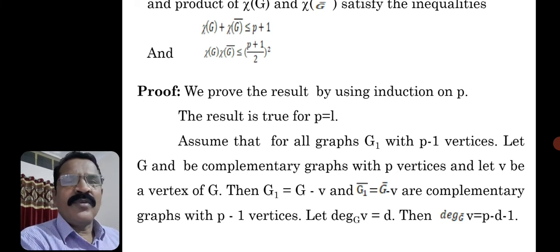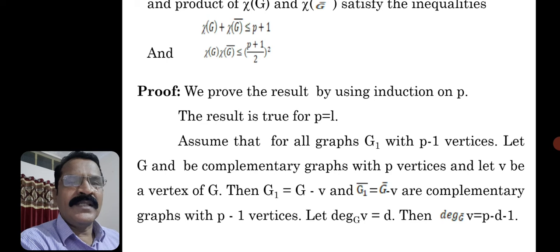And what we are going to consider, let G and G bar be complementary graphs. I forgot to mention G bar here. So let G and G bar be complementary graphs with P vertices because the vertex set is the same in G and G bar. And let V be a vertex of G, one arbitrary vertex V of the graph G.